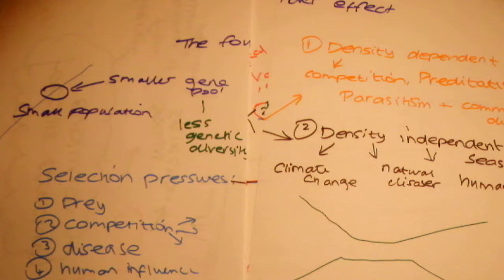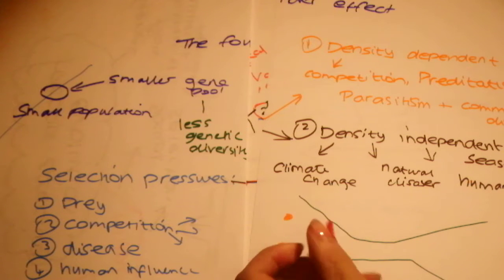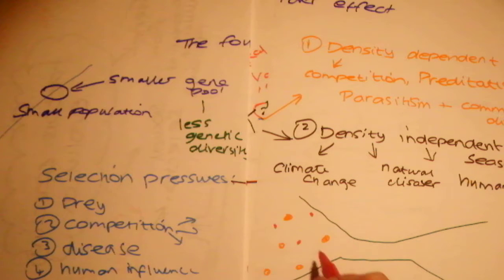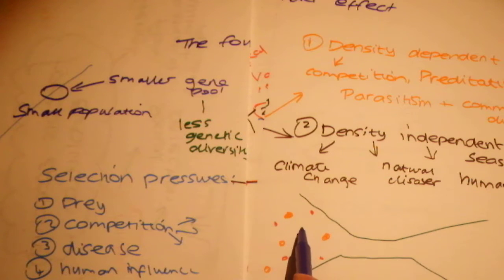So this is the gene pool, and the genetic diversity is reduced, and the effects are seen in the future. So, say you have a gene, this is your gene pool, this is your population, these are all the different alleles, the different variations of alleles. So you have quite a lot of variety, it's quite a big population. All the colours represent different types of alleles.